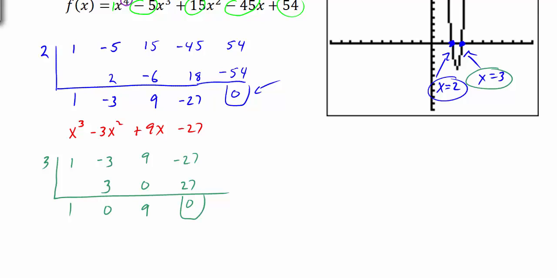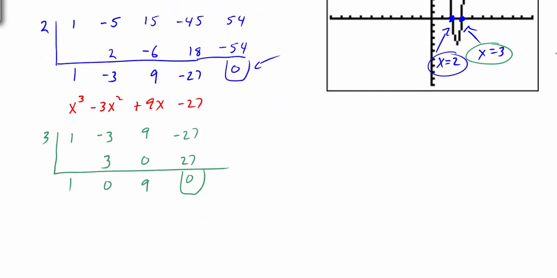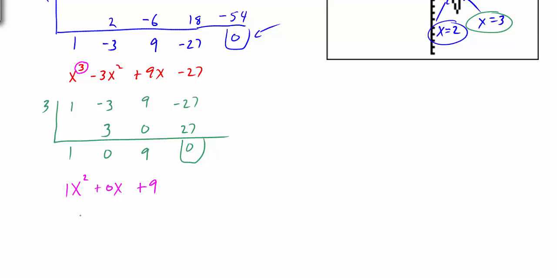So now here we have the coefficients. Again, we started with x cubed, so we drop down to an x squared. So we have 1x squared, and then technically plus 0x plus 9. So that really means we have x squared plus 9.